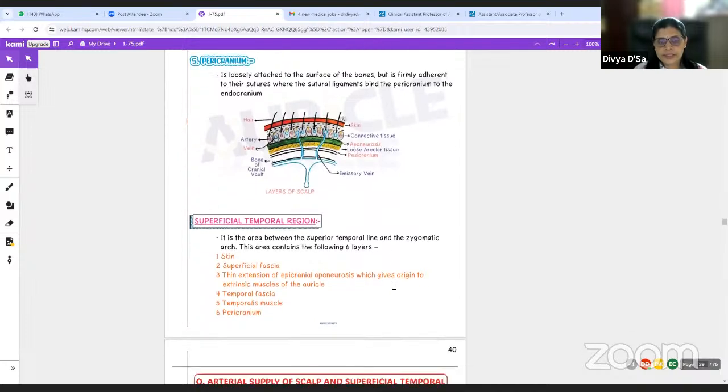Okay, next is the superficial temporal region. So it is the area between the superior temporal line and the zygomatic arch. So this area has 6 layers, that is skin, superficial fascia, the extension of the epicranial aponeurosis, which gives origin to the extrinsic muscles of the auricle, then temporalis fascia, temporalis muscle, and the pericranium.